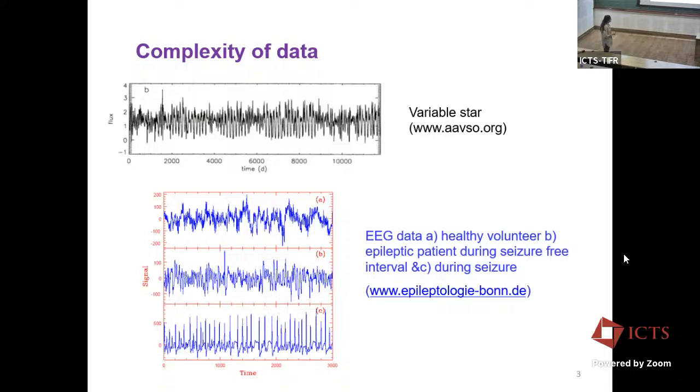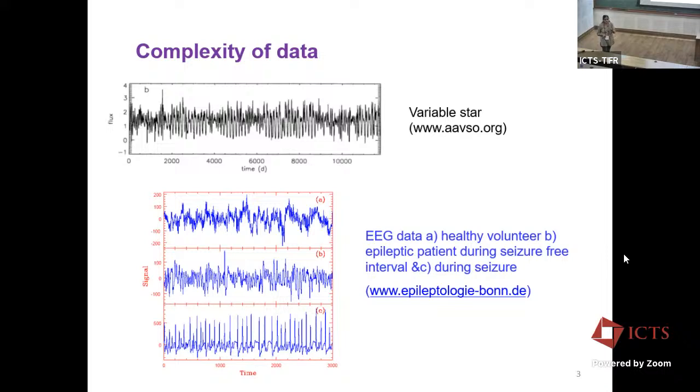And this, as I said, is the EEG data. All of you know what EEG data is. This is for a healthy person. This is for an epileptic patient during a seizure-free interval, and this is during seizure. So there is a lot of information, and there is some relevance in studying and comparing such data sets.